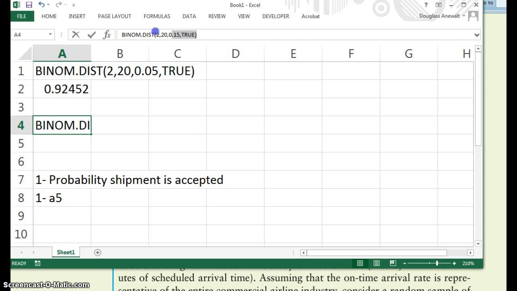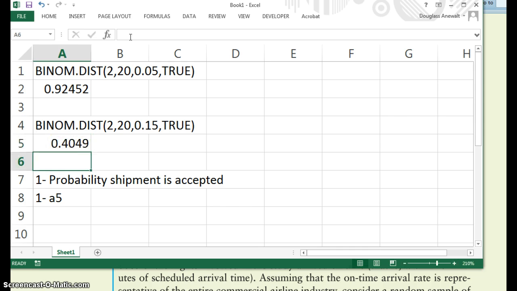Let me copy that first. Okay. So there is a 40.49% chance we're going to accept the shipment because we'll only get 0, 1, or 2 pins that are defective. When we test 20 of them, we'll only find 0, 1, or 2 that are defective.